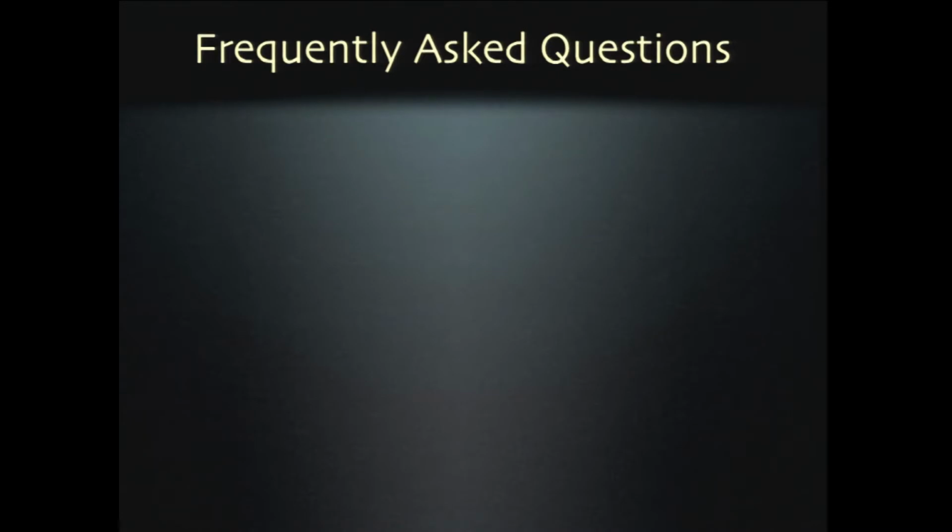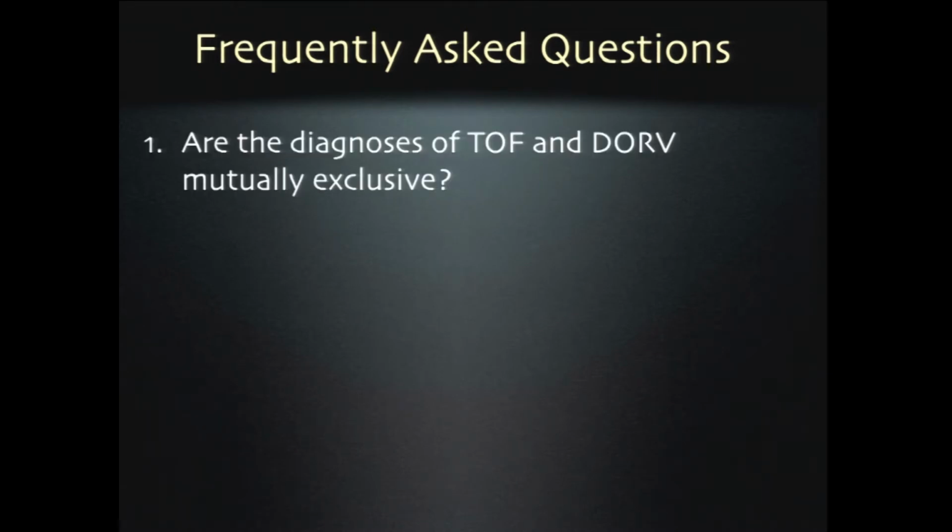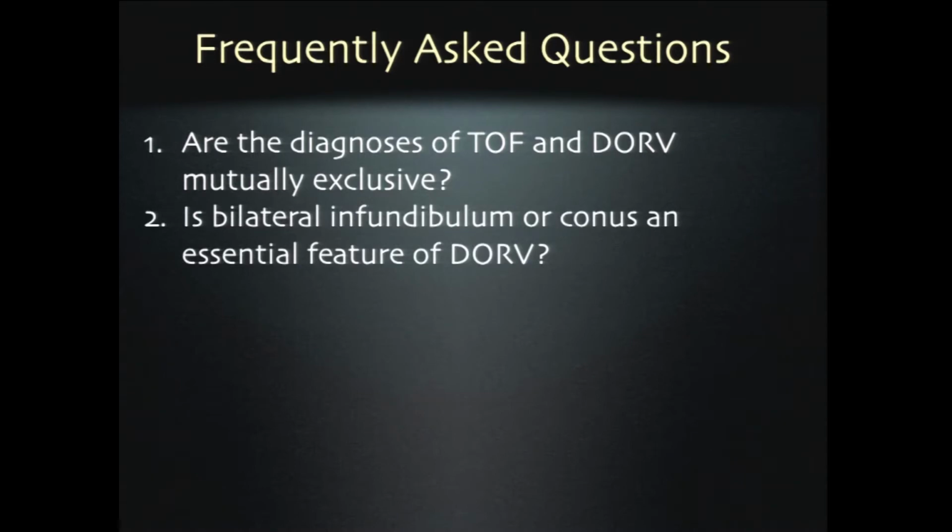So dealing with the morphology of double aortic right ventricle, we often ask, are the diagnosis of tetralogy of Fallot and double aortic right ventricle mutually exclusive? The second frequent question is, is bilateral infundibulum or conus an essential feature of double aortic right ventricle?